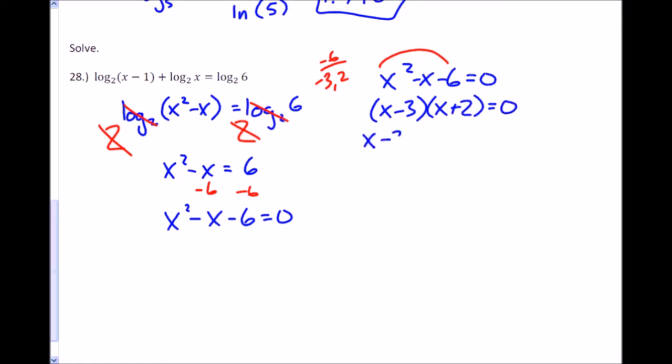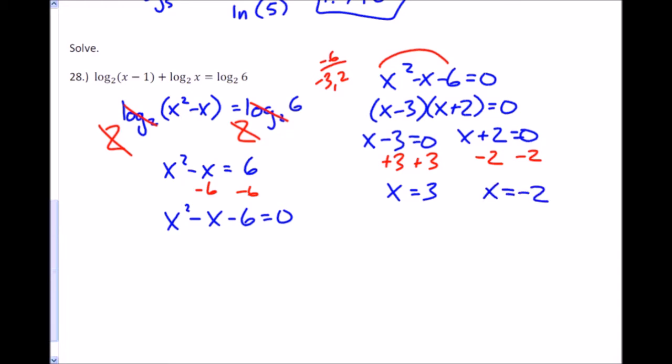I set each factor equal to 0. And I solve each. So here I add the 3 to each side. That gives me an x equals 3. Here I subtract the 2 from each side. So I find out that x equals a -2. And it would appear that these are my two solutions.